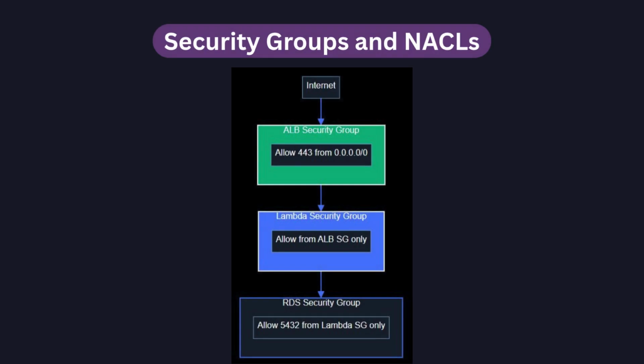Security groups and NACLs. Security groups act as stateful virtual firewalls attached to AWS resources like EC2, Lambda, and RDS. They control inbound and outbound traffic and can reference other security groups instead of IP addresses for secure communication. Network ACLs operate at the subnet level and are stateless, meaning rules must be defined separately for inbound and outbound traffic. Security groups are the primary layer used for securing communication between services inside a VPC.